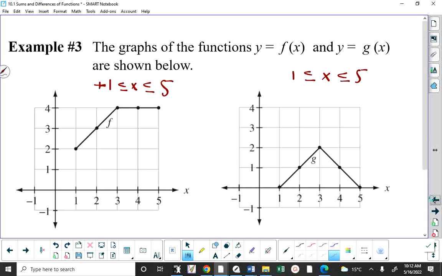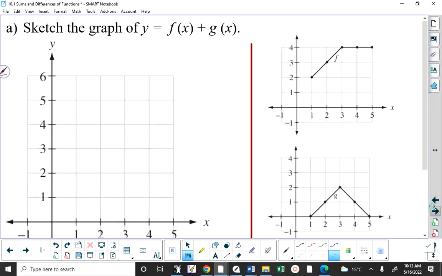Yeah? Well, then you can add them together, the y coordinates that is, any place in that domain because the domains are perfectly matching. So how are we going to graph F plus G? The answer is you are going to be looking at x equals 1, and you're going to take the y coordinate on each function and add those y coordinates together and plot the new point at x equals 1.